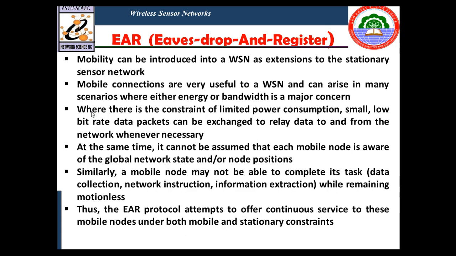These are the four basic messages which are transmitted by the EAR algorithm. Number one is broadcast invite, second is mobile invite, third is mobile response, fourth is mobile disconnect. These are the four messages. Thus this protocol attempts to offer continuous service to these mobile nodes under both mobile and stationary constraints.